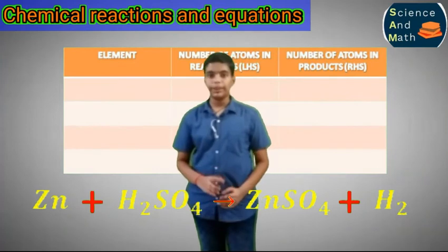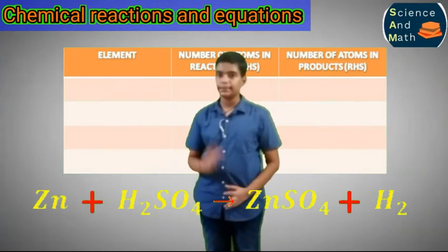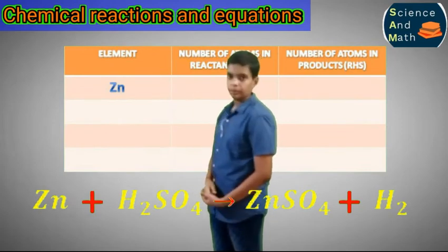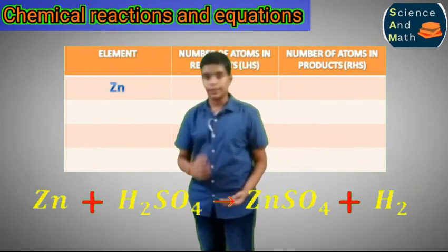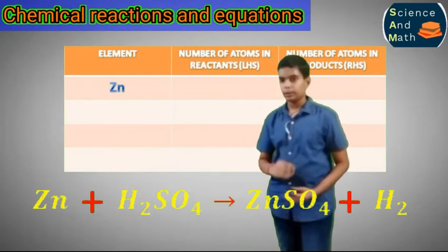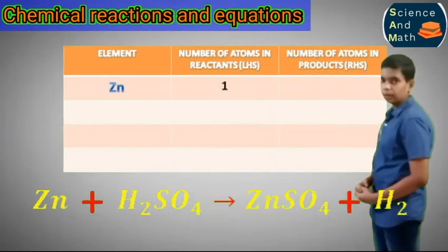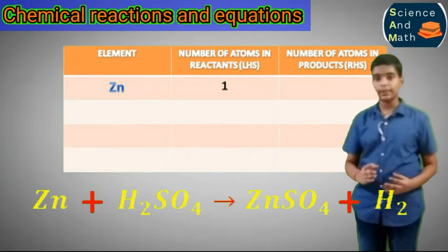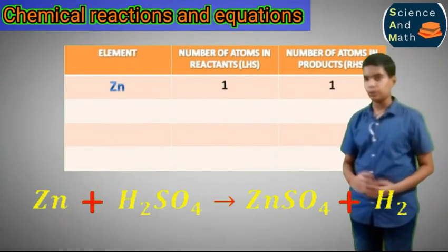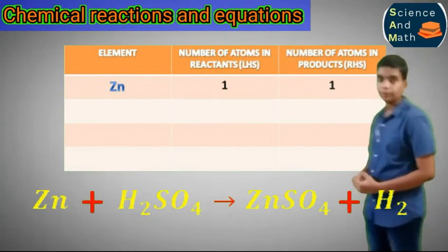Let us begin with the first element, that is zinc. So let's write Zn here. How many atoms of zinc are present in the reactant side? It is 1. So let's write 1 here. How many atoms of zinc are present in the product side? It's 1 in the product side also. So let's write 1 here again.